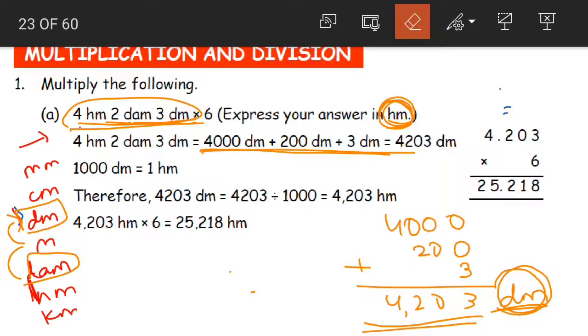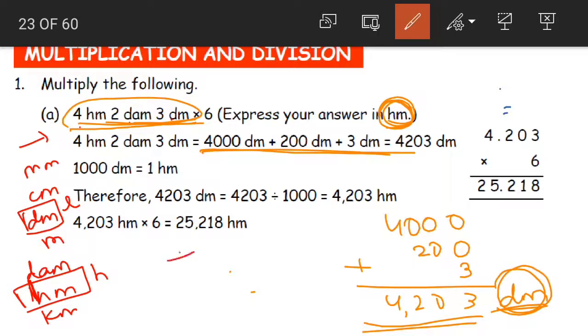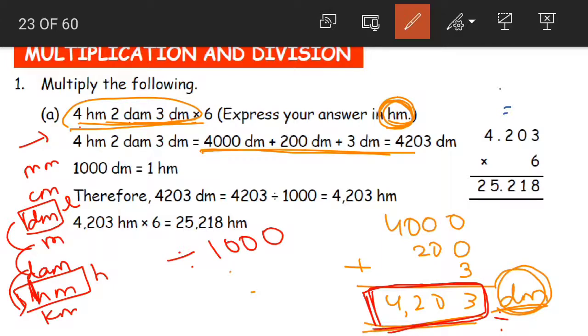So where are our decimeters and hectometers? Let us see. Here, this is hecta, this is deci. A lower unit is being converted into a higher unit of measurement. So what should we do, children? We need to divide our 4203 by 1, 2, 3. We need 3 jumps. So after 1 we place 3 zeros. We need to divide our 4203 by 1000.